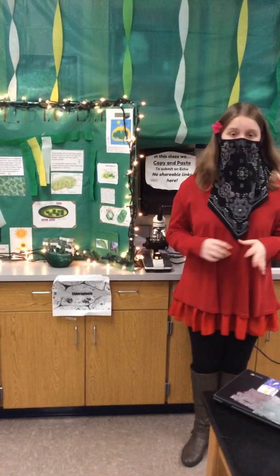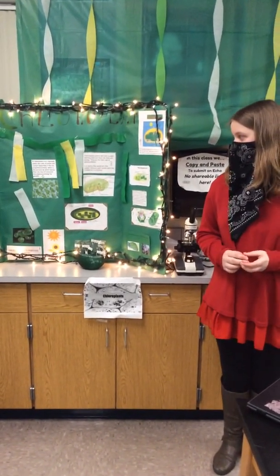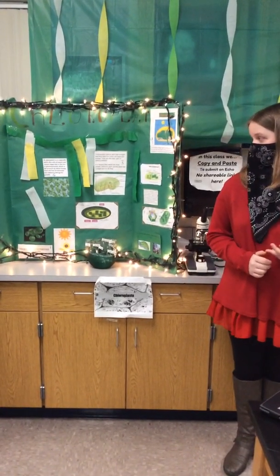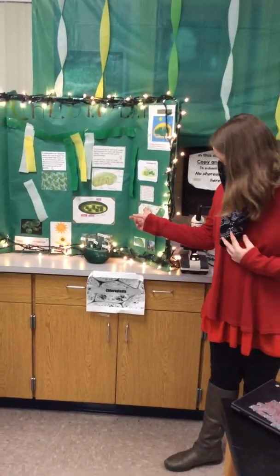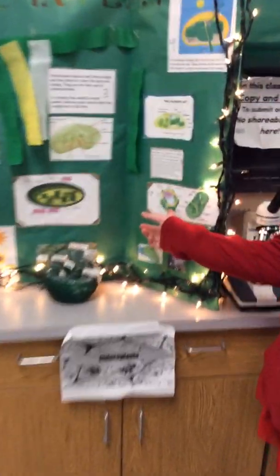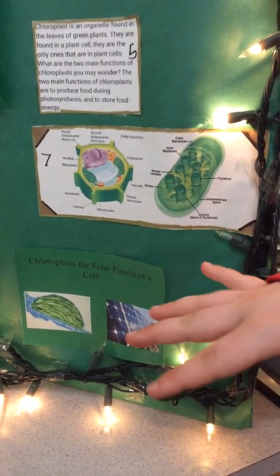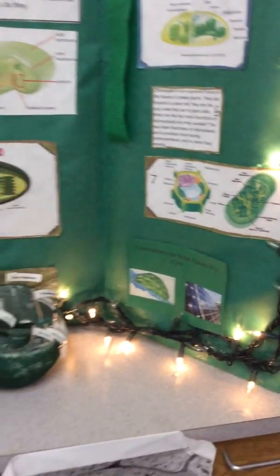A chloroplast is an organelle within the cells of plants and certain algae that is a site of photosynthesis, which is the process by which energy from the sun is converted into chemical energy. And right here you can see a picture of a plant cell with chloroplasts, which we are actually going to show you some chloroplasts in a little bit.